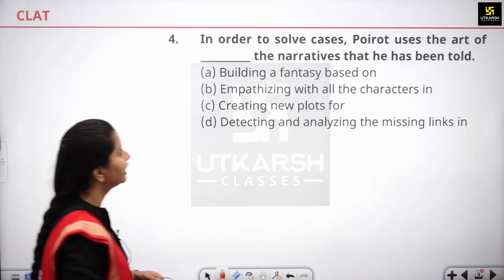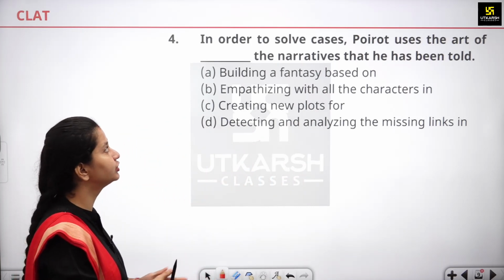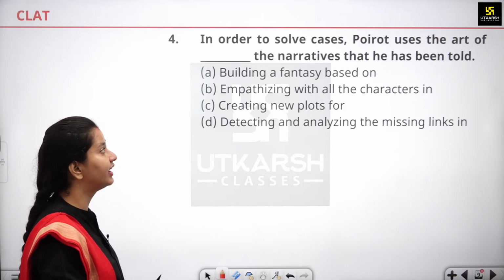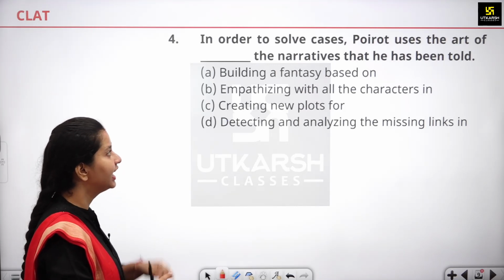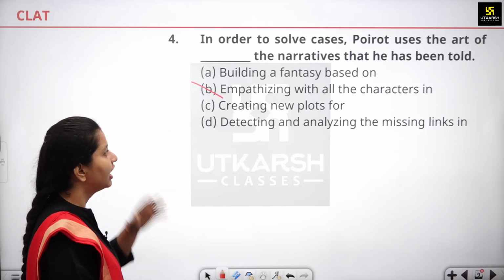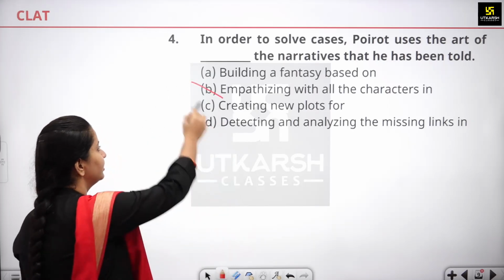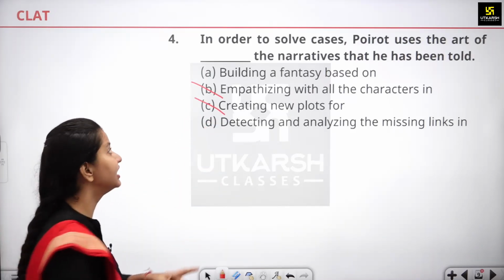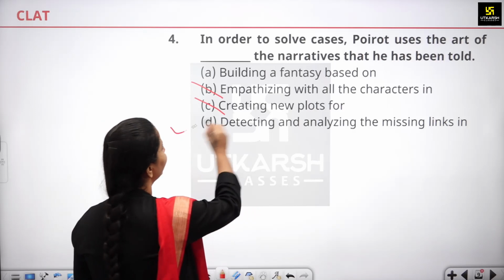Next question, in order to solve the cases, Poirot uses the art of what? The narratives that have been told, building a fantasy based on empathizing with all the characters. This was the attribute of Father Brown. Creating new plots, this was also not there. Detecting and analyzing the missing links in the narrative that has been told.